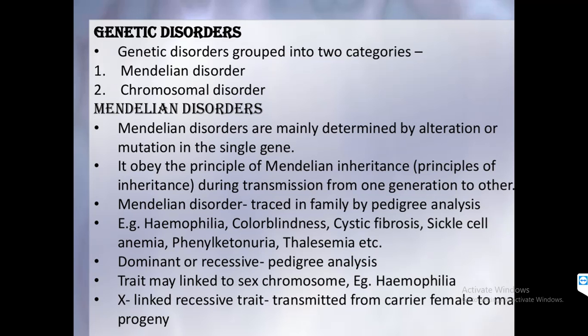So the trait may be linked to a sex chromosome, for example hemophilia. Hemophilia is a sex linked disorder as it is linked to X. Sex linked means X or Y. If any disorder is present on X or Y, it is called sex linked. So hemophilia is an X linked trait. X linked traits are transferred from the carrier female to the further progeny. The mother has 2 X chromosomes, that is, the female has 2 X chromosomes. For the disease to show, it should have both the X chromosomes diseased.